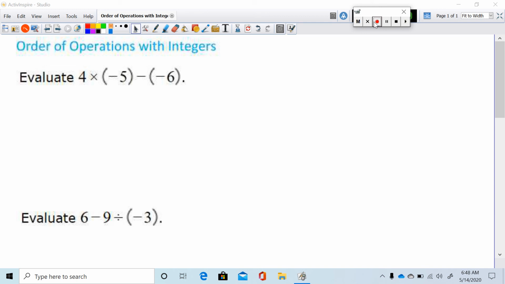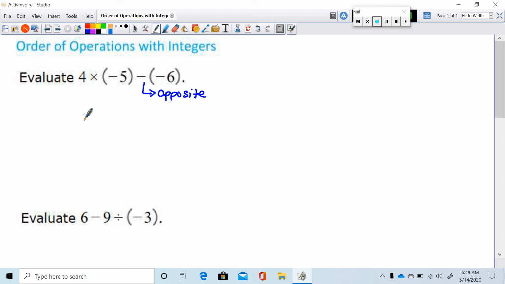Whenever I'm evaluating the order of operations using integers, the first thing I look for is a negative in front of parentheses like this right here, because you have to take care of that first. Now, anytime you have a negative in front of parentheses, I don't want you to think of it as subtraction. I want you to think of it as opposite.